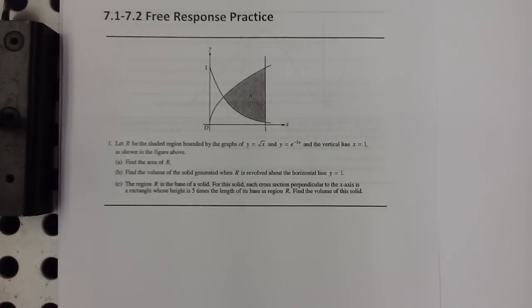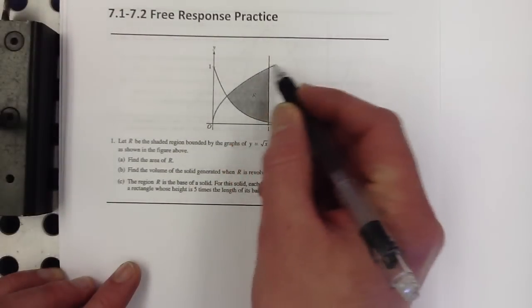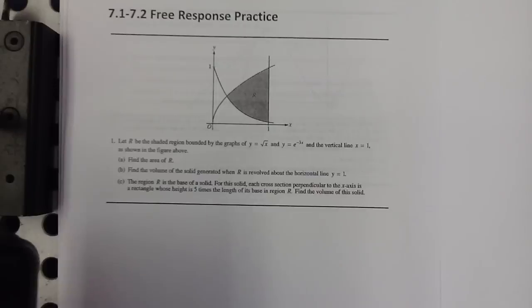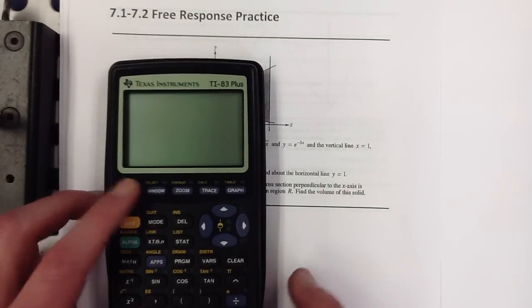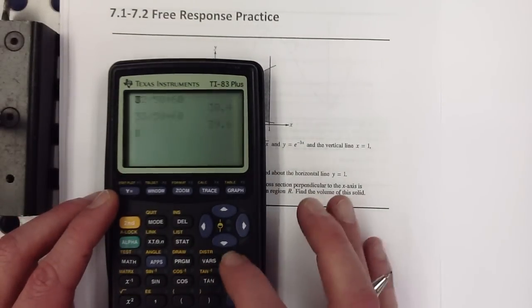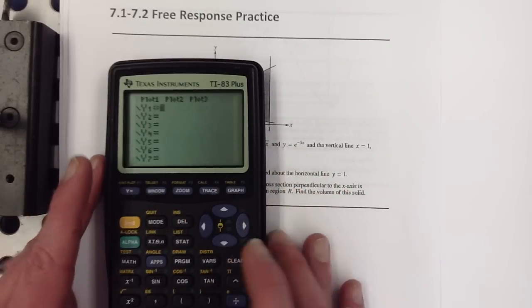Video contains the solutions for the first two of the free response practice questions for sections 7.1 and 7.2. First one, 1A, we're supposed to find the area of this region, and to do that we need to know from where to where. So the first thing I'm going to do is go ahead and graph them.